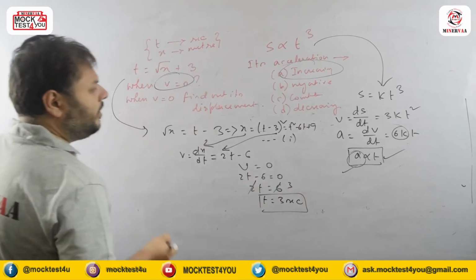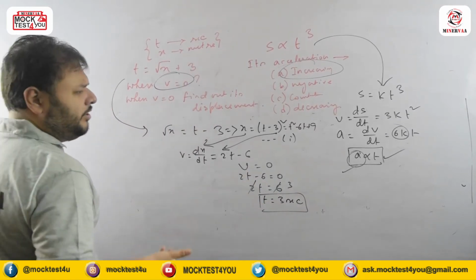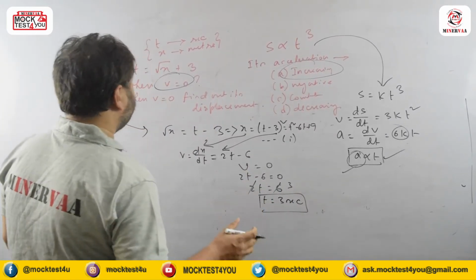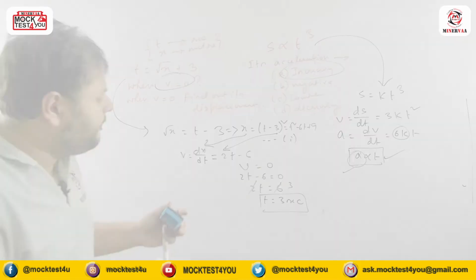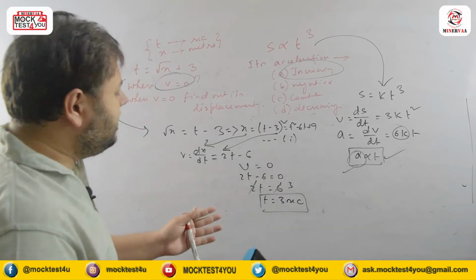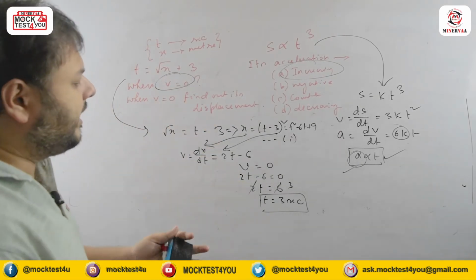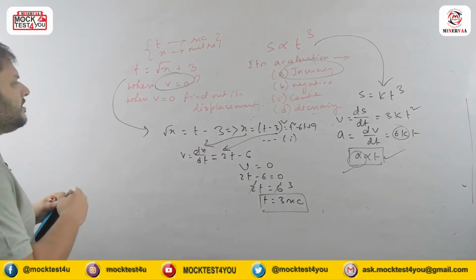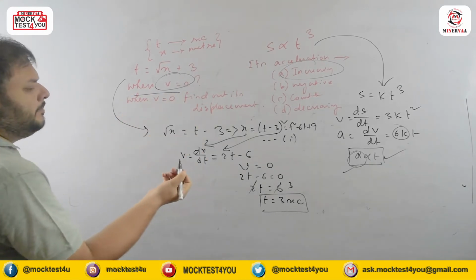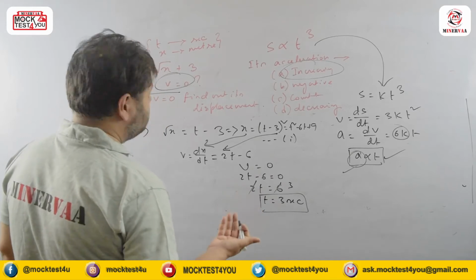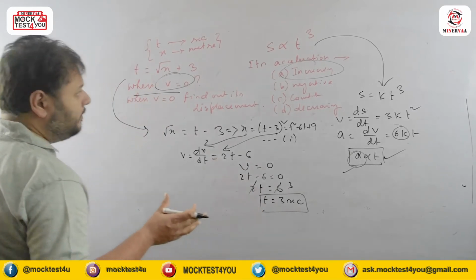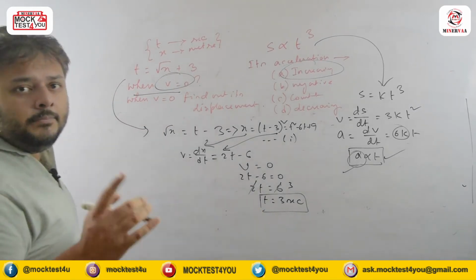So if time is 3 seconds, then we have the first answer, that is 3 seconds. What was the first question? When the velocity will become 0. We got the first answer: at t equals 3 seconds, or after 3 seconds of the motion, the velocity will become 0.